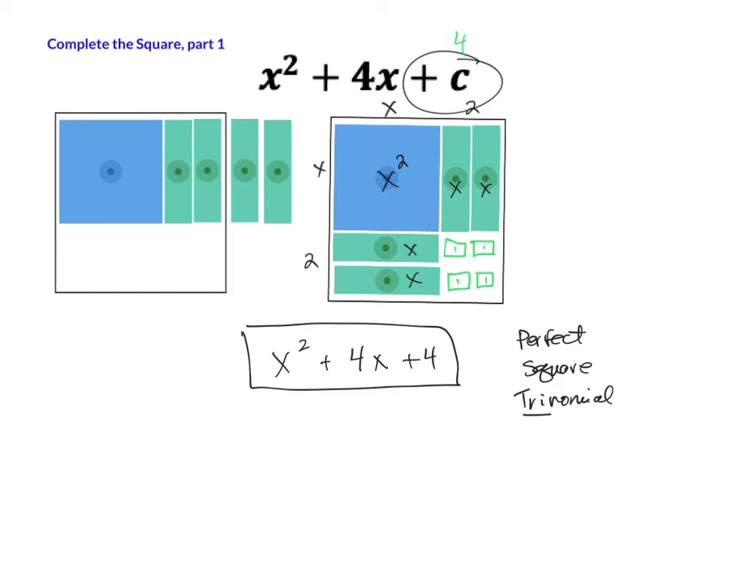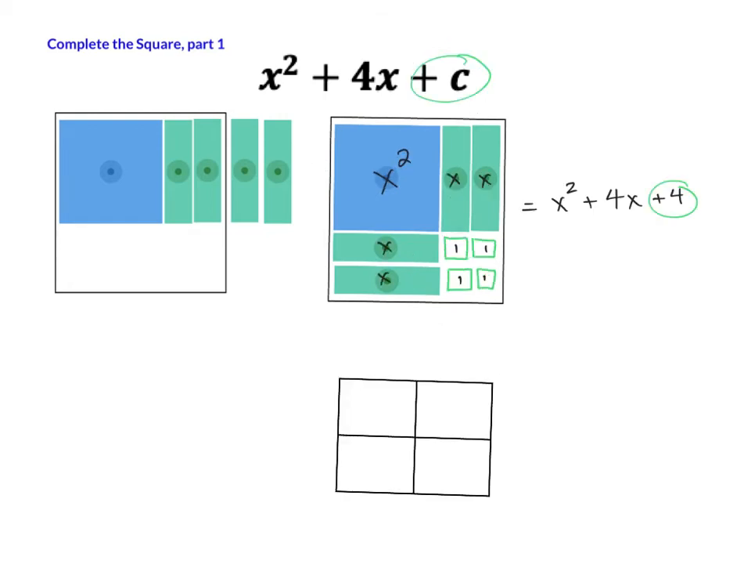It's a trinomial because there are one, two, three pieces. It's a perfect square because there are two on each side. It actually literally makes a square. So here's the perfect square that we just made. And here is the box we're used to using. I want you to realize that these are the same exact thing. These two equal each other, and let's see how.